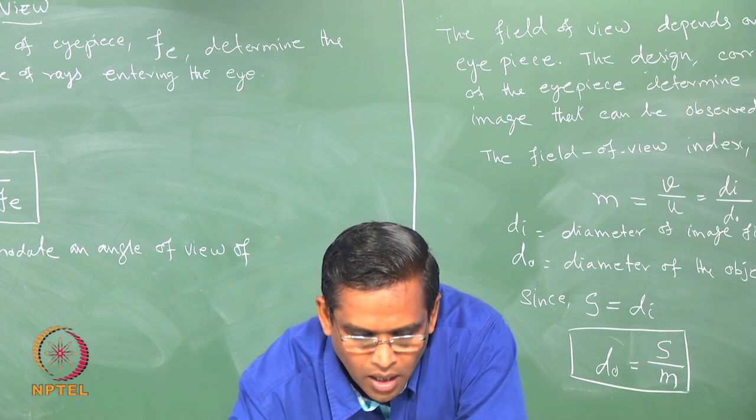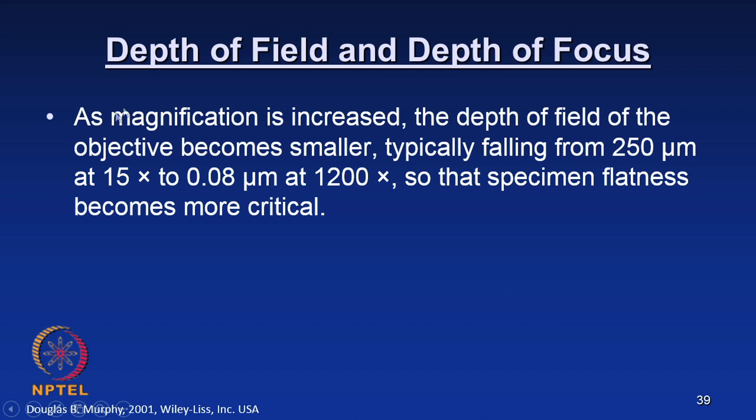So now, this is the same thing. As the magnification is increased, the depth of field of the objective becomes smaller, typically falling from 250 micrometer at 15x to 0.08 micrometer at 12,000x. It is a kind of a range. So the specimen flatness becomes more critical. That is why you see a very shallow depth of field once you cross this range.